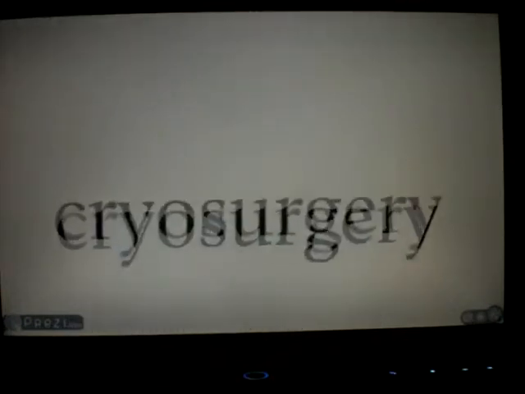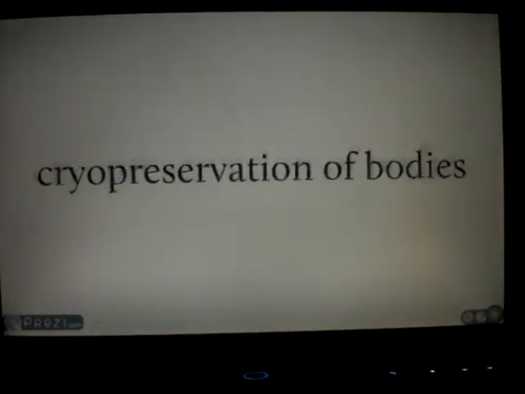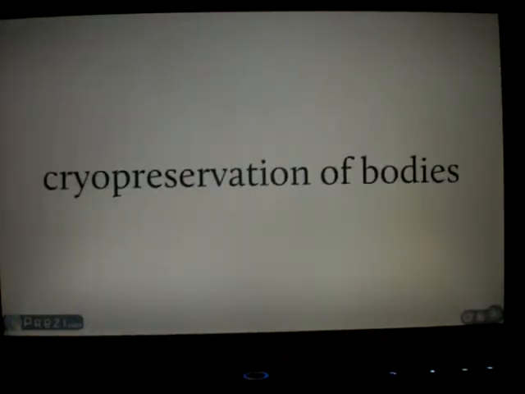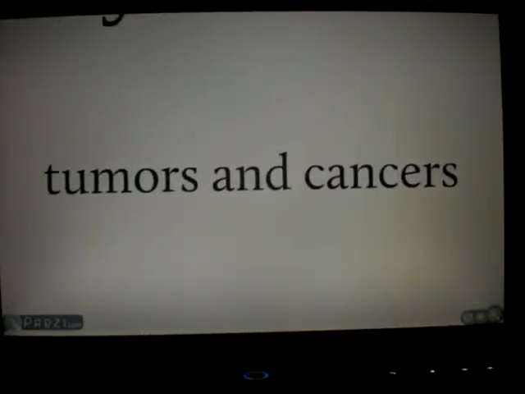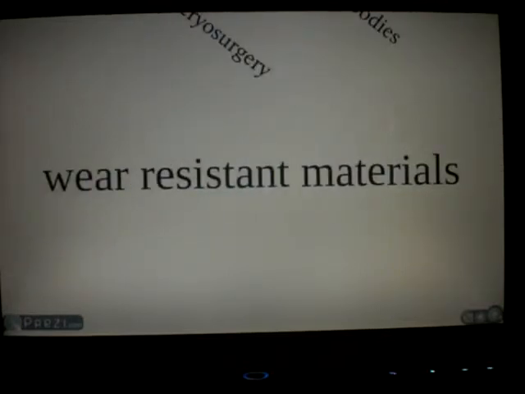Now, there's the cryopreservation of bodies, which is preserving a body using supercooling after the body has died. And also cryosurgery, which helps to remove cancers and tumors in a surgery. Also, the creation of wear resistant materials can also save industries a lot of money.